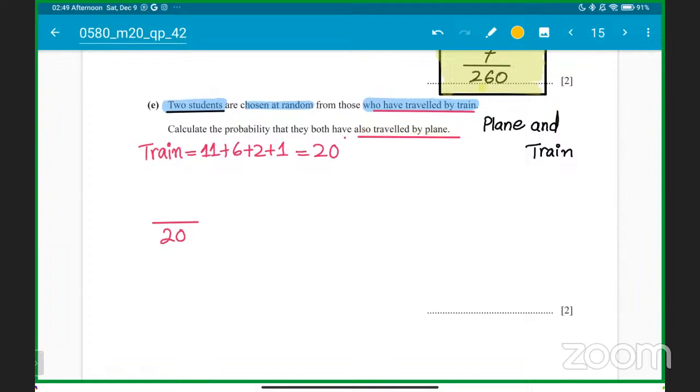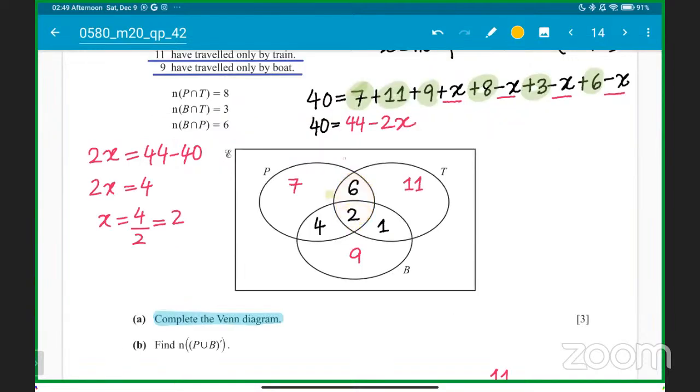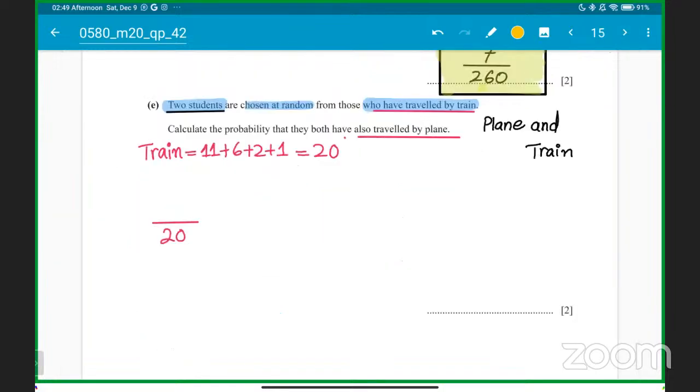I'll repeat my point, students. If the examiner had asked that they both have traveled by plane and train but not by boat, तो फिर हम 6 लेते. Is everyone getting it? But because यहाँ पर they are not mentioning any such restrictions, so we have to take both of them. There are 6 students who have traveled by plane and train only, and there are 2 students who have traveled by plane, train, and boat. So it will be 8 over 20, the first one. Okay, getting it clear? Understood?